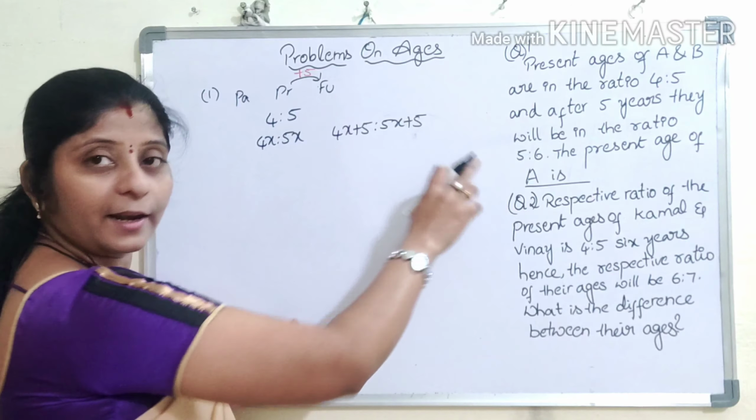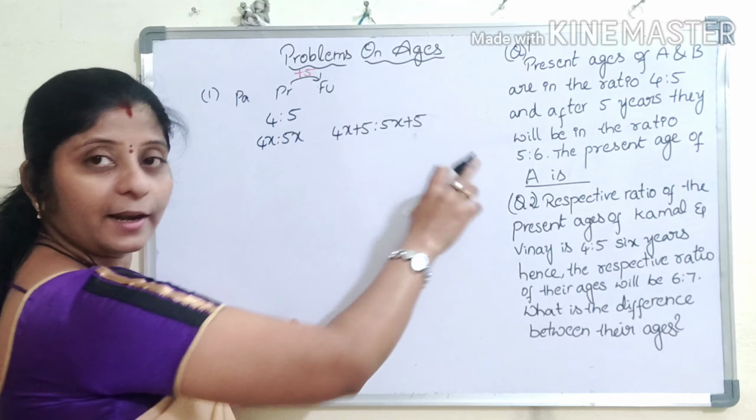So for the second problem, also write past, present, future. First given, present ages of Kamal and Vinay are in a 4:5 ratio. So we will write 4x:5x, and afterwards 6 years hence. If they give hence, then it will be after. If they give since, it will be ago. So it is also after 6 years they have given.